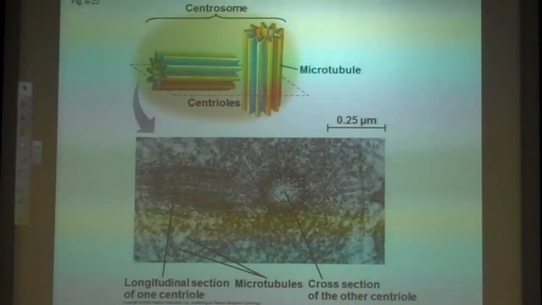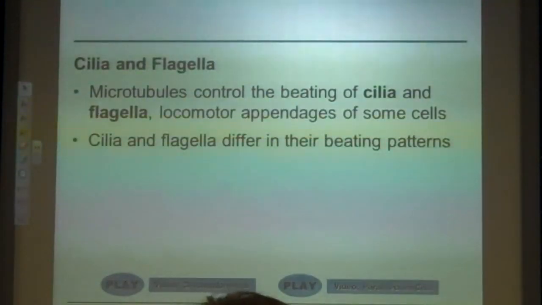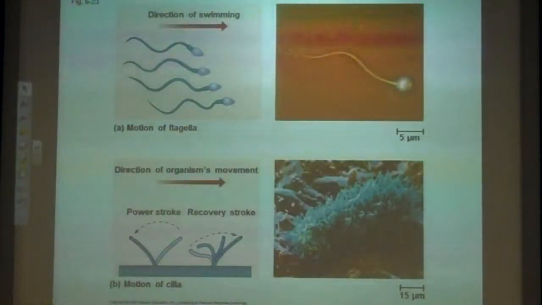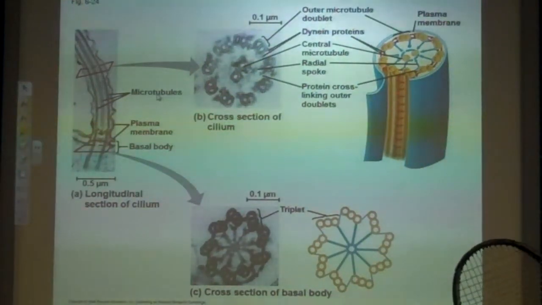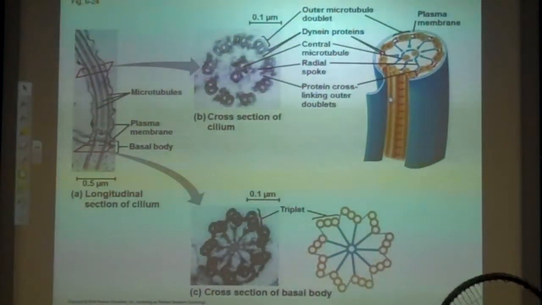However, the cilia and flagella have a different arrangement. Does anyone remember what their arrangement of microtubules is? Instead of triplets, it's called 9 plus 2. So if we look at this, instead of triplets, we have doublets. 1, 2, 3, 4, 5, 6, 7, 8, 9 doublets, plus 2 in the middle. So it's a 9 plus 2 arrangement. Both your cilium and your flagellum have that same 9 plus 2 arrangement. What are 9 triplets? Microtubules? No, centrioles.